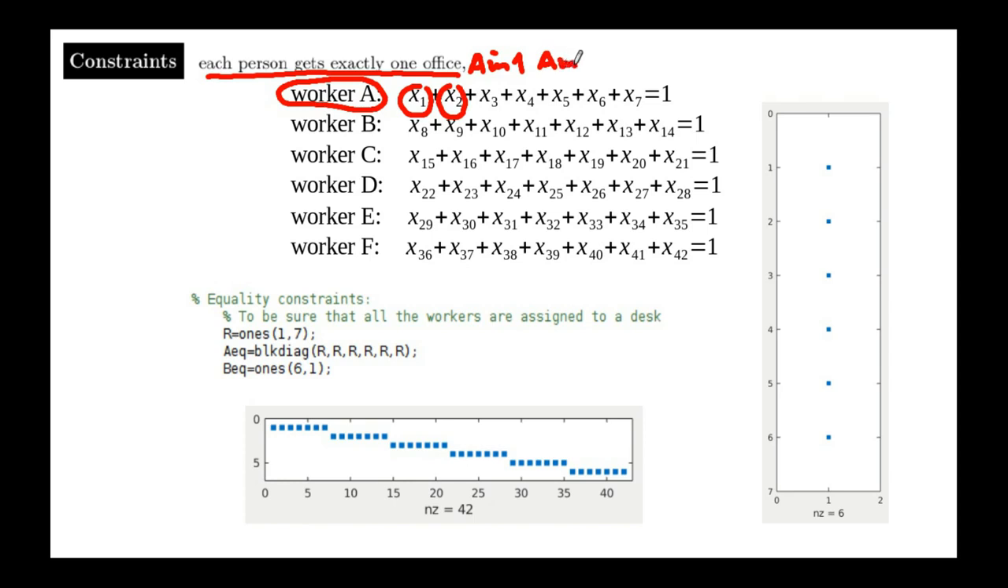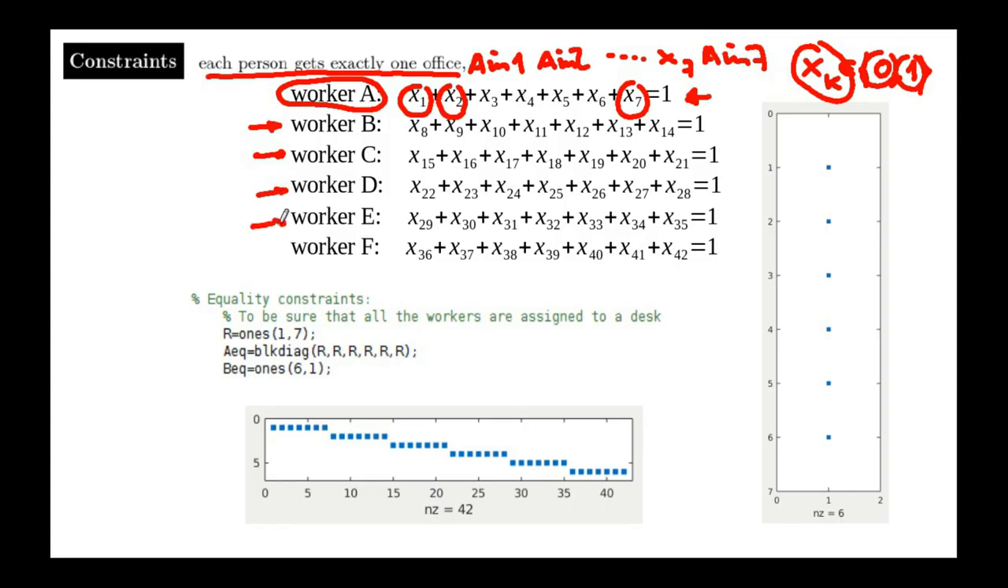x2 means A in 2. And at the end, x7 means A in 7. So what am I doing here on the first equation, the first constraint? Because I know that xk belongs to this array, can be 0 or 1. With this first equation, I'm forcing that only one x between 1 and 7 can have a value of 1. So here I'm forcing to have 6 zeros and a single 1, because I know that x can have only 0 or 1. The same goes for worker B, C, D, E, and F.